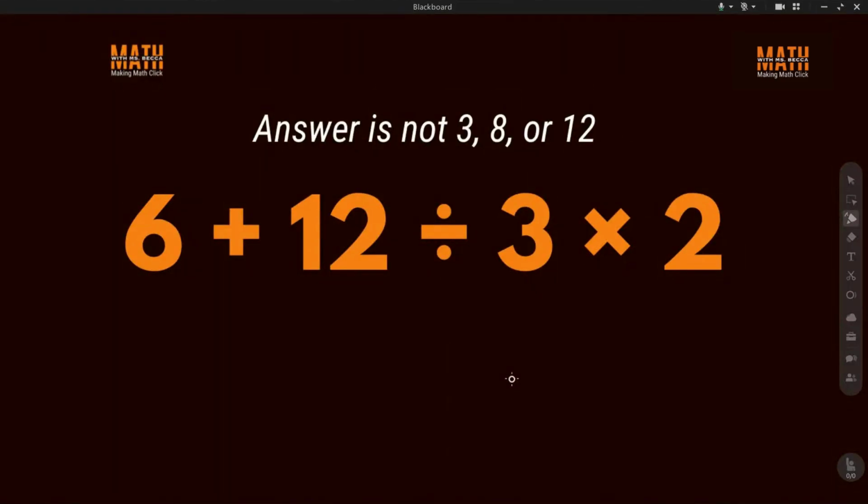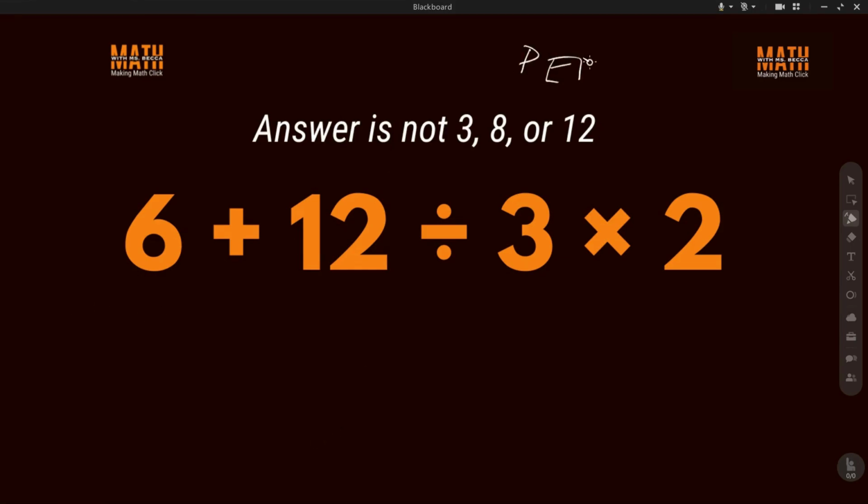What's the value of 6 plus 12 divided by 3 times 2? Looks simple, right? But this math trips up way more people than you would expect. Let's see why. Most people say PEMDAS, which is great.